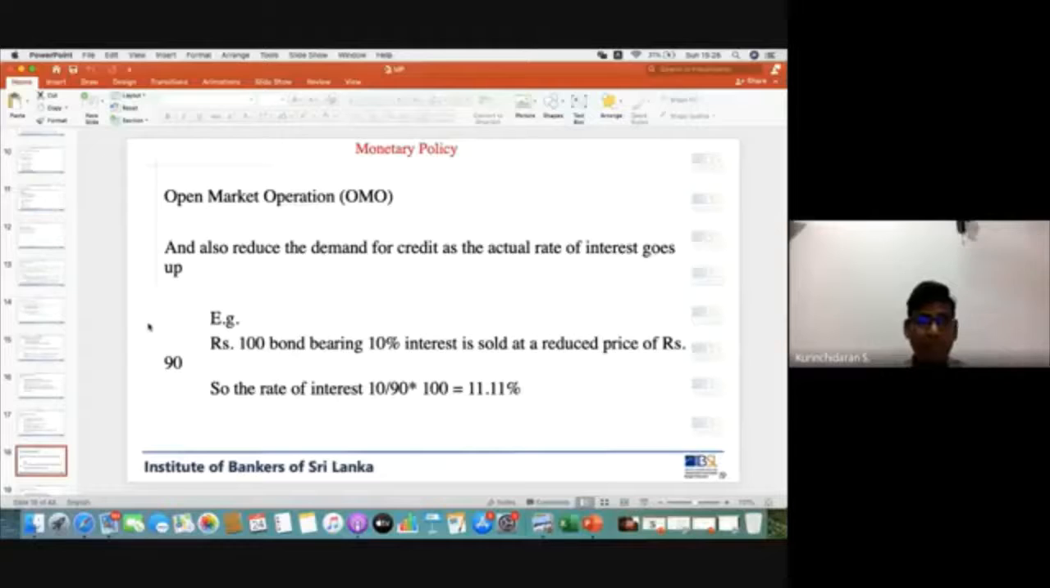10% of 100 rupees, that's 10 rupees as an income, and the investment is 90 rupees. So then your return is 11.11%, right? So when your interest rate goes up, demand for credit also declines. So two ways. One, credit creation will decline. On the other hand, demand for credit also will decline. So both can happen, right?